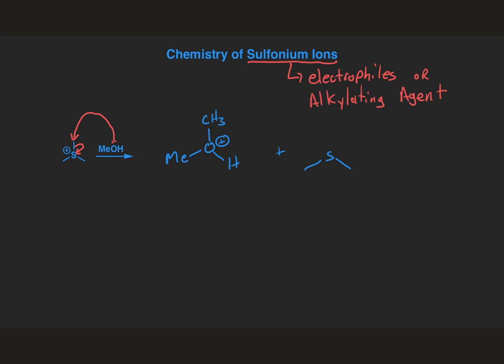And in a second step, you might add some sort of base to deprotonate that H off of the methyl. So we can add, say, triethylamine. And that's going to grab this proton so that we form a methyl ether and the thiomethyl ether as well.